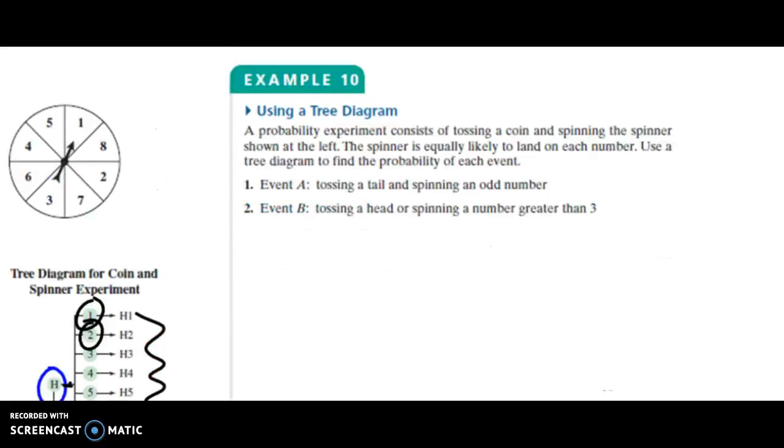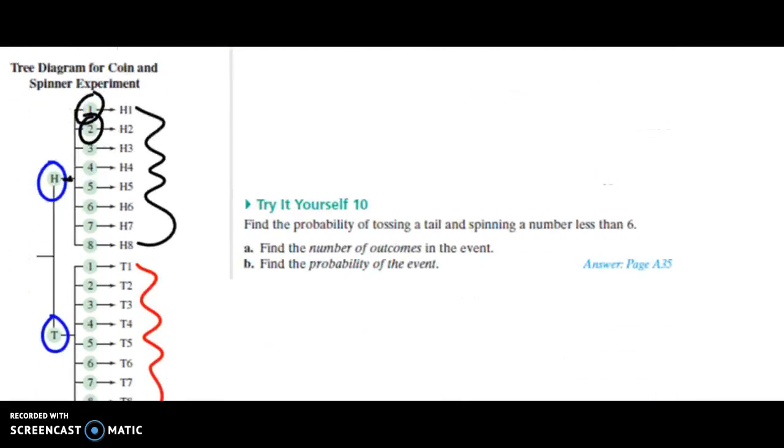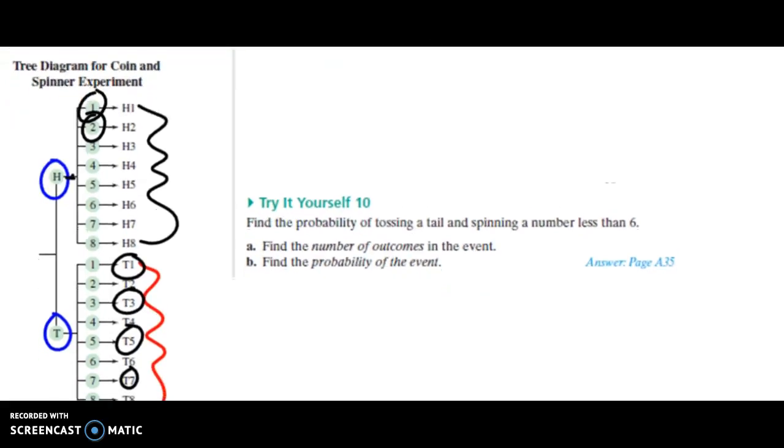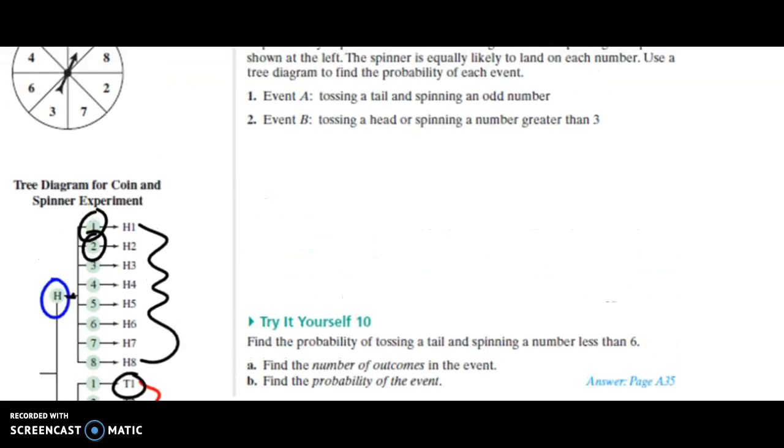So it says tossing a tails and spinning an odd number. What we can do is go down here to tails and circle all the odd numbers that we have. So tails with a 1, tails with a 3, tails with a 5, and tails with a 7. So there's a total of 4 outcomes, 4 out of the total number of outcomes, which would be 16. The probability of that happening then is 0.25.